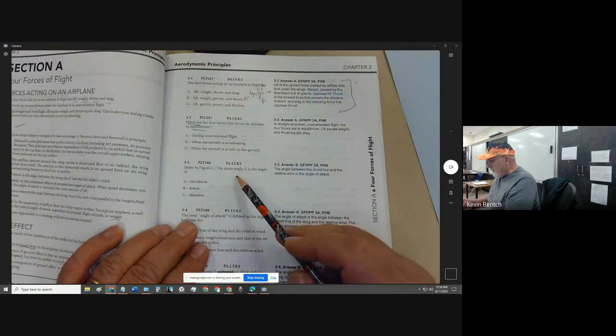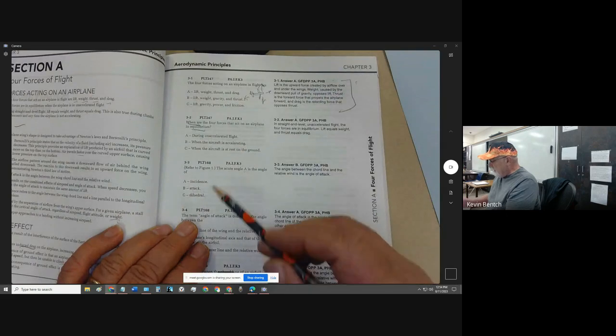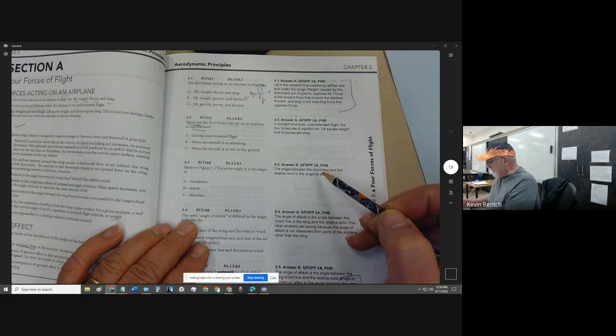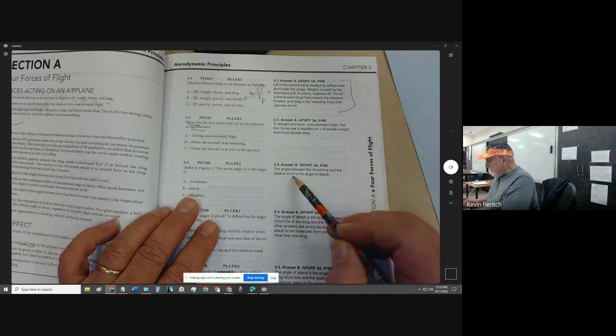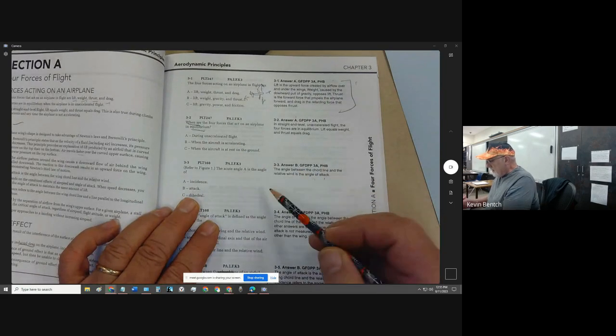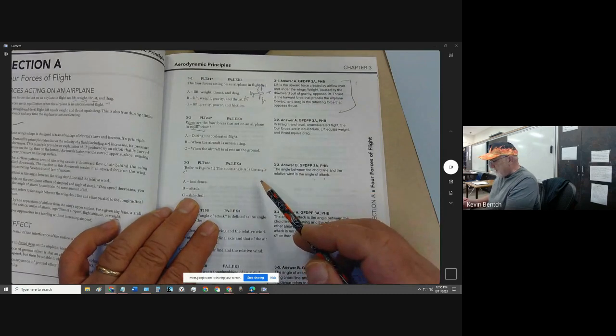Refer to figure 1. The acute angle of attack. The acute angle A is the angle of attack. And so that's B. The angle between the chord line and the relative wind is the angle of attack. You can go look at figure 1 and get some more insight.